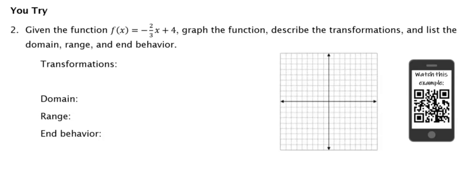We're given a function, which is this one right here, f of x equals negative 2/3 x plus 4, which is something in the linear family. And we're asked to graph it, describe the transformations, and then list the domain, range, and end behavior. So the first thing we need to do is graph. So I have a slope of negative 2/3 and a y-intercept of 4.